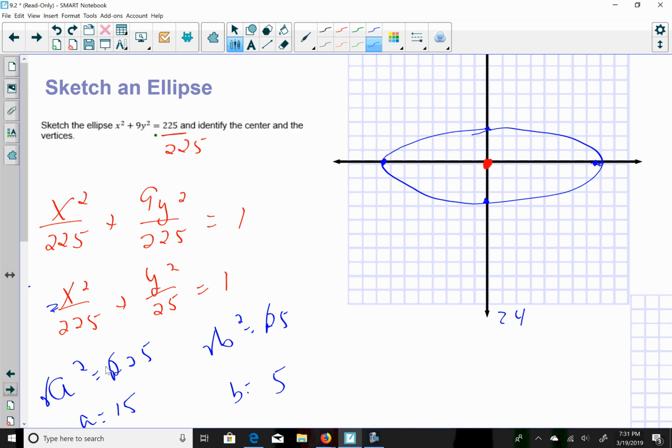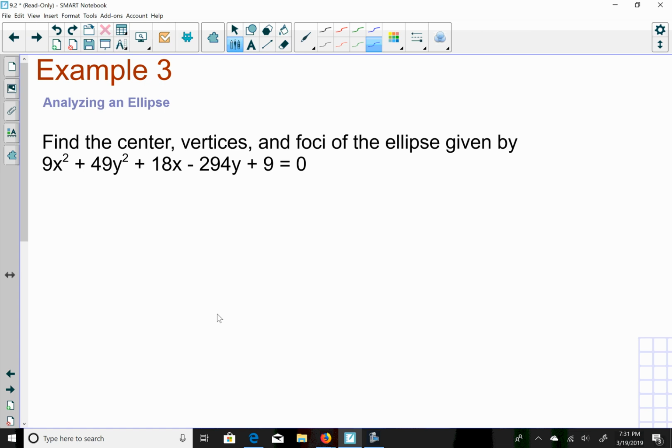So looking at the next one, you want to find the center, vertices, and foci of an ellipse given by the equation. So this one is going to be one where we have to complete the square, just like we had to complete the square for a circle. And we are going to put all the x terms together, and all the y terms together, and then put anything that doesn't have an x or y on the other side.